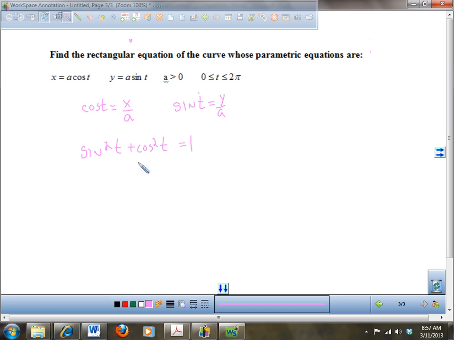Yes, sir. That doesn't make a cycloid? A cycloid makes a circle. Okay. I'll show you. You're close.